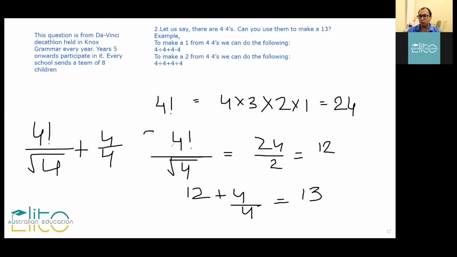And I am not saying this is the only way to make it. There are other ways, and somebody can easily make a much better solution than what I have done here. I'll clear this out and let's go to the next question, which is essentially for everybody. Anybody from years 3 to 6 should be able to do this.